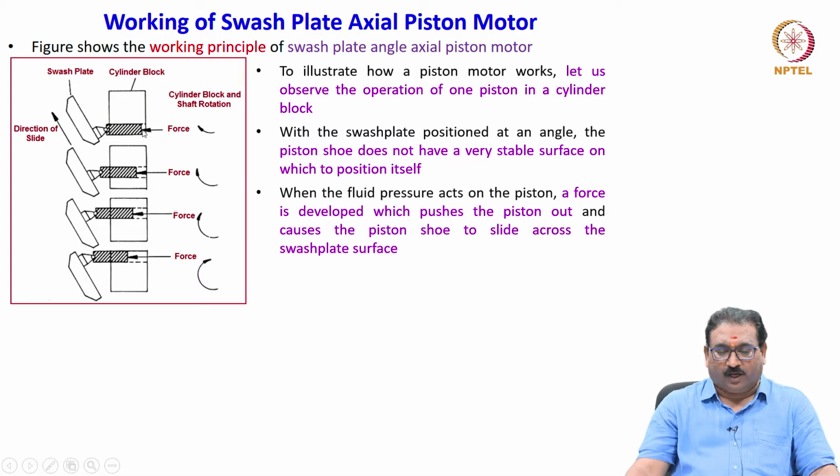When the fluid pressure acts on the piston, the force is developed, as I have told you, F equal to P into A, which pushes the piston out, see here, piston out, and causes the piston shoe to slide across the swash plate, meaning it is rotating. You will see here, it will rotate the cylinder block.